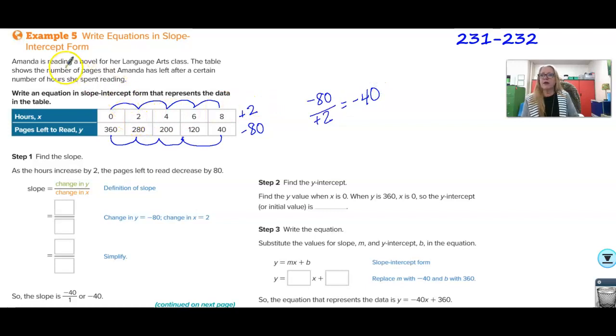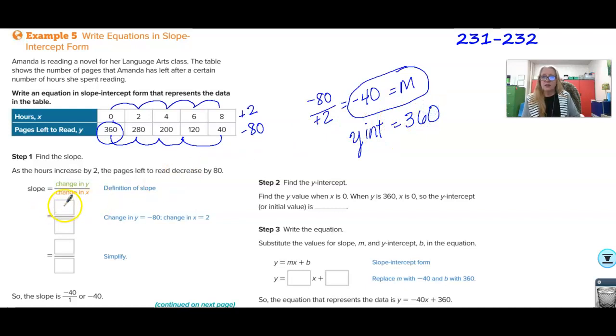What's this problem about anyway? Amanda's reading a novel for language arts. The table shows the number of pages Amanda has left after a certain number of hours she spent reading. Okay, so this is our slope or our rate of change right there. But what's our initial value? Well, here's the thing. Before she started reading, how many pages did she have to read? 360. The initial value, or the y-intercept, is always where x is 0. So this is our initial value right here, or our y-intercept, 360.